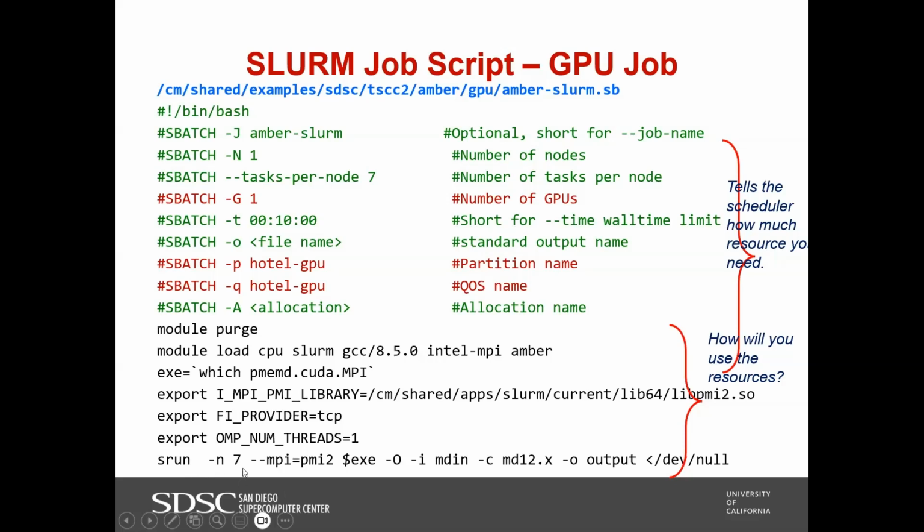But now we need to use seven tasks per node, and then we can specify the rest of the options in the MPI executables. So in this example, we are running Amber, and I see one of the errors I made, a typo: here we should load the GPU modules instead of the CPU module. Please correct that in the later test.